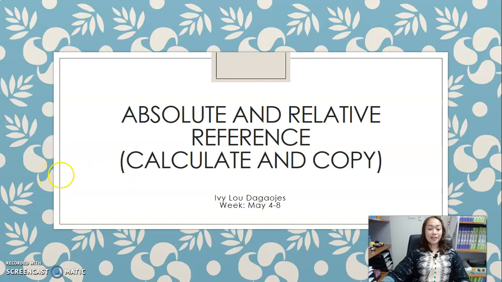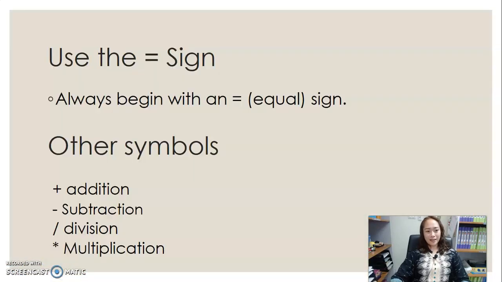So let's take a short review on how to create formulas in Microsoft Excel. Always begin with an equal sign. Unlike in your mathematics, where you will always do 1 plus 1 equals 2, in Microsoft Excel we will always begin our formulas with an equal sign. So it should be equal sign 1 plus 1.